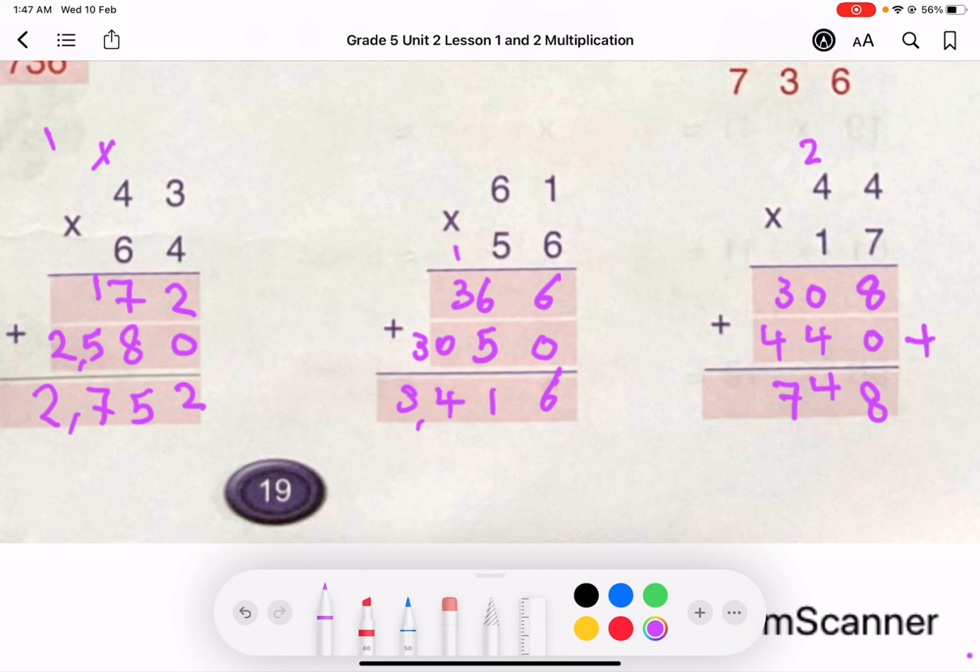This question is multiply two numbers. Each one of them has 2 digits. You should align your digit under each other and take care while you are adding.